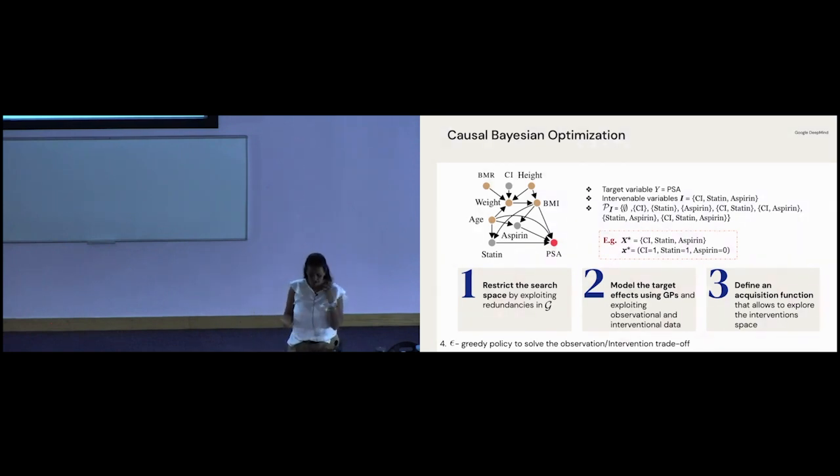What is the problem with this, though, is that the space to explore is quite complex. So we need to try to restrict the search space in a principled way. We need to model the target effect, considering that we have available two types of data, observational and interventional. And we also need to define an acquisition function that allows us to sequentially explore the space of possible interventions. An acquisition function is just a function that tells you, okay, next you should collect this intervention on calories intake at level 1. Then I do the intervention, and the acquisition function will tell me, well, then next you should collect instead this intervention on statin at level 1.